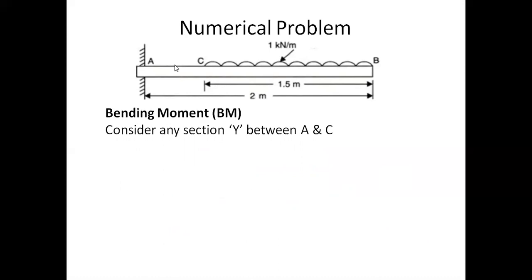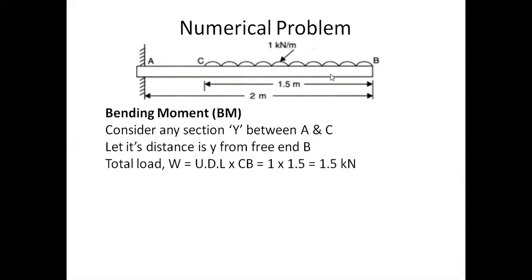Let the section be capital Y between A and C. I have taken a section here, and let the distance of this section from the free end B be y, that means from here to here it is small y. Now, if you observe clearly, between A and C there is no load, but the UDL load will make a moment on this section. Therefore, the total load of this UDL is UDL into the span, that is span CB. So 1 into 1.5 kilonewtons is the total load.